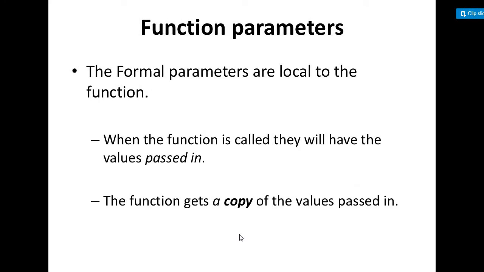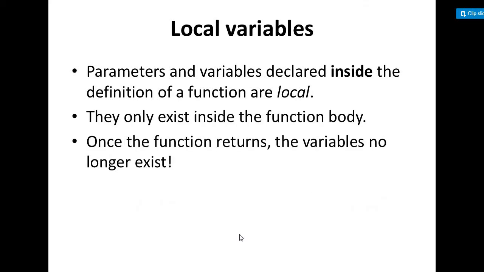Function parameters, formal parameters are local to the functions. When the function is called, they will have the value passed in. The function gets a copy of the value passed in. Then local variables: parameters and variables declared inside the definition of a function are local. They only exist inside the function body. Once the function has returned, the variables no longer exist.